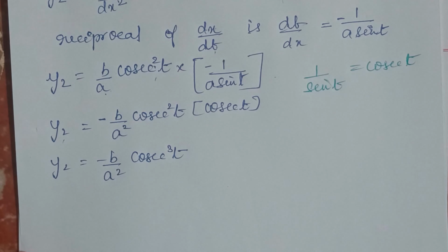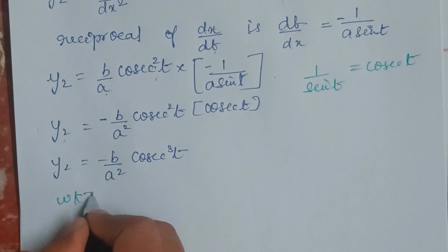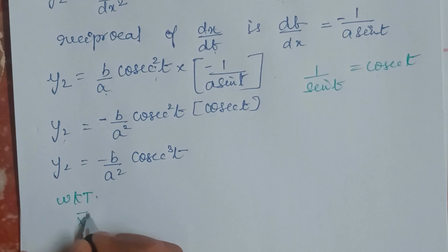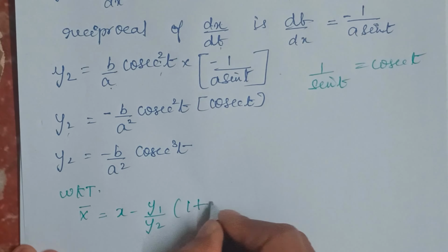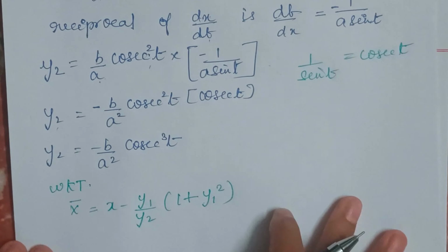We know that x bar is equals to x minus y1 by y2 into 1 plus y1 square, correct?